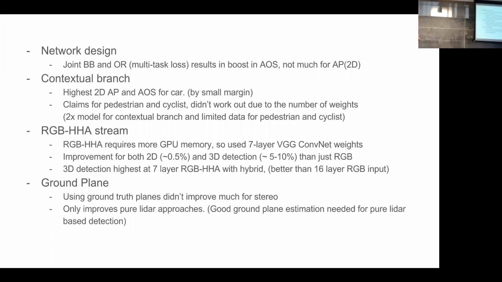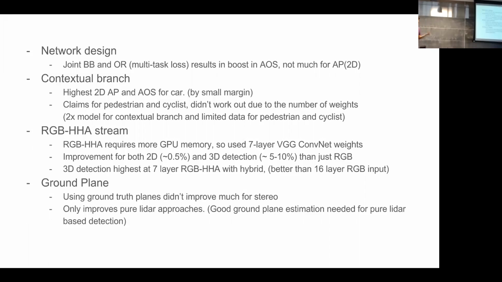Another really interesting note is that 3D detection scored highest with the 7-layer RGB with HHA with hybrid data, which performed better than the 16-layer RGB input. What that implies is that having a hierarchical appearance feature doesn't really matter, and having a spatial context feature to help detection is much more significant in terms of performance. And then lastly they did some studies on how ground plane estimation affects the results.